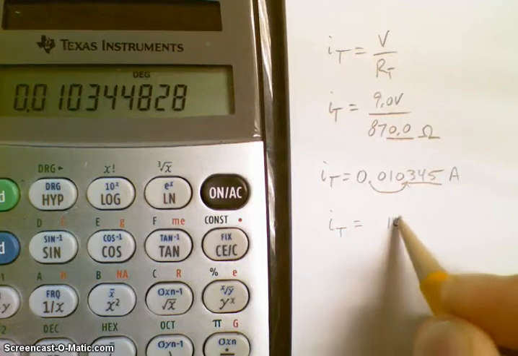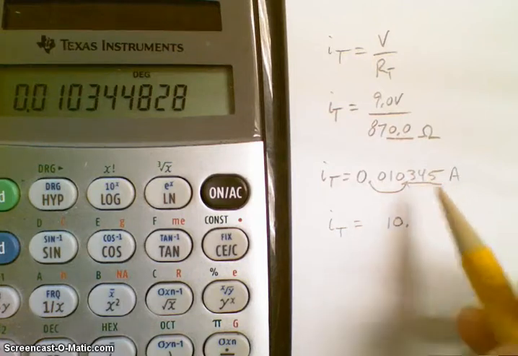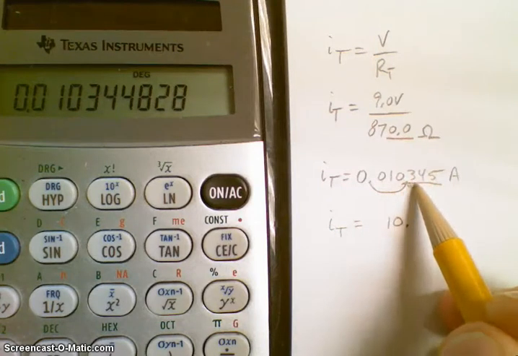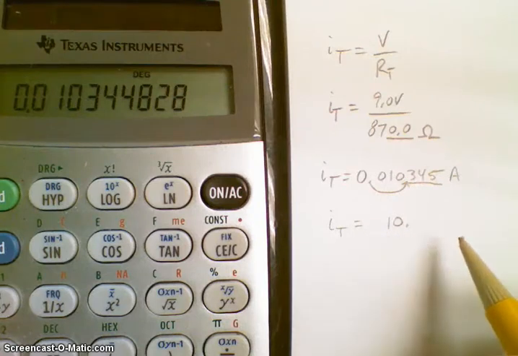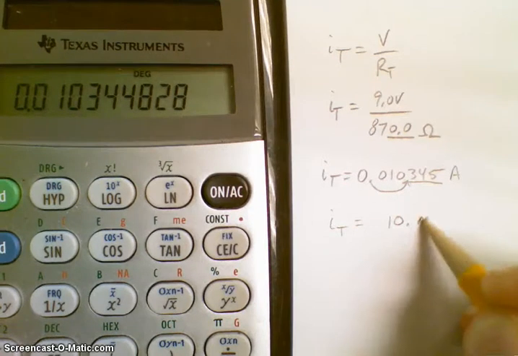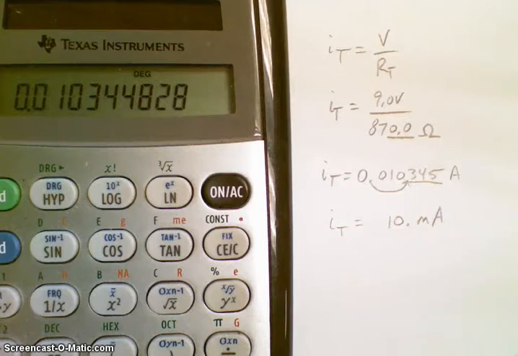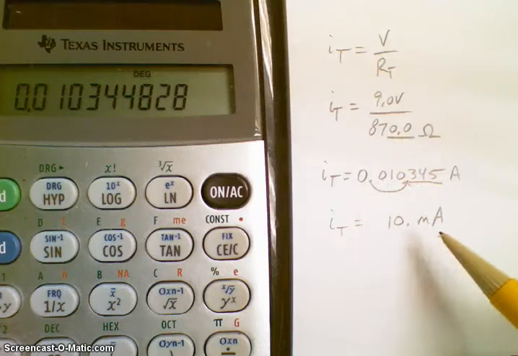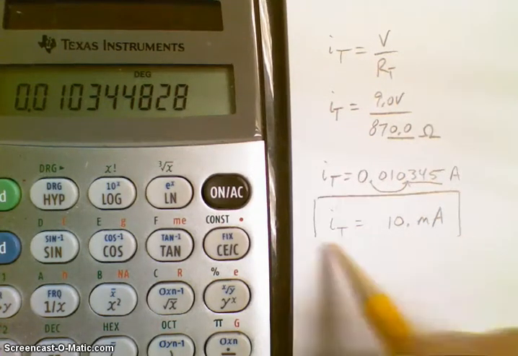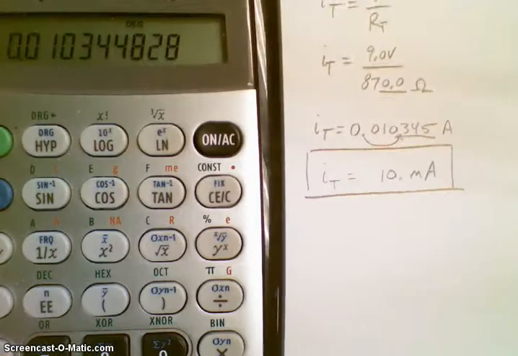10 point. Okay, but we're going to round that off, right? Because we have 2 significant digits, so 10 point does it. What's my prefix? Good. Again, this number is smaller than this, so I need to use a small exponent. Box in your answer. That's what I'm looking for there.